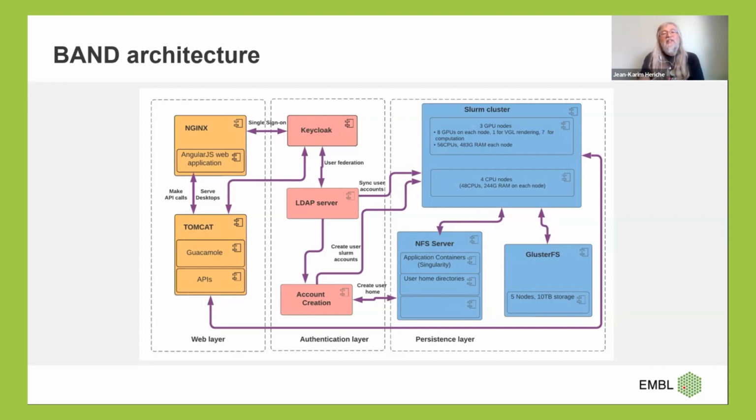On the authentication layer, we have a Keycloak server that communicates at the moment with Google, which we use as identity provider. So all that's needed to get a desktop is to have a Google account for now. Then there is an LDAP server that manages those accounts.